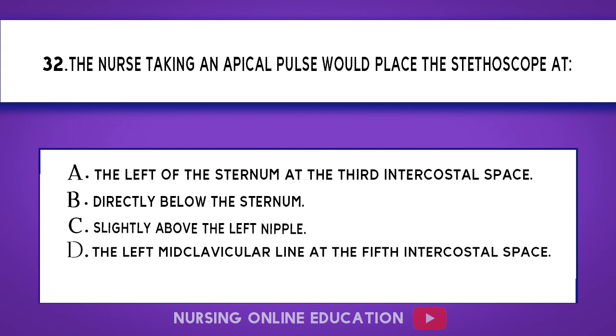32. The nurse taking an apical pulse would place the stethoscope A. at the left of the sternum at the third intercostal space. B. Directly below the sternum. C. Slightly above the left nipple. D. The left midclavicular line at the fifth intercostal space. The answer is option D, the left midclavicular line at the fifth intercostal space.